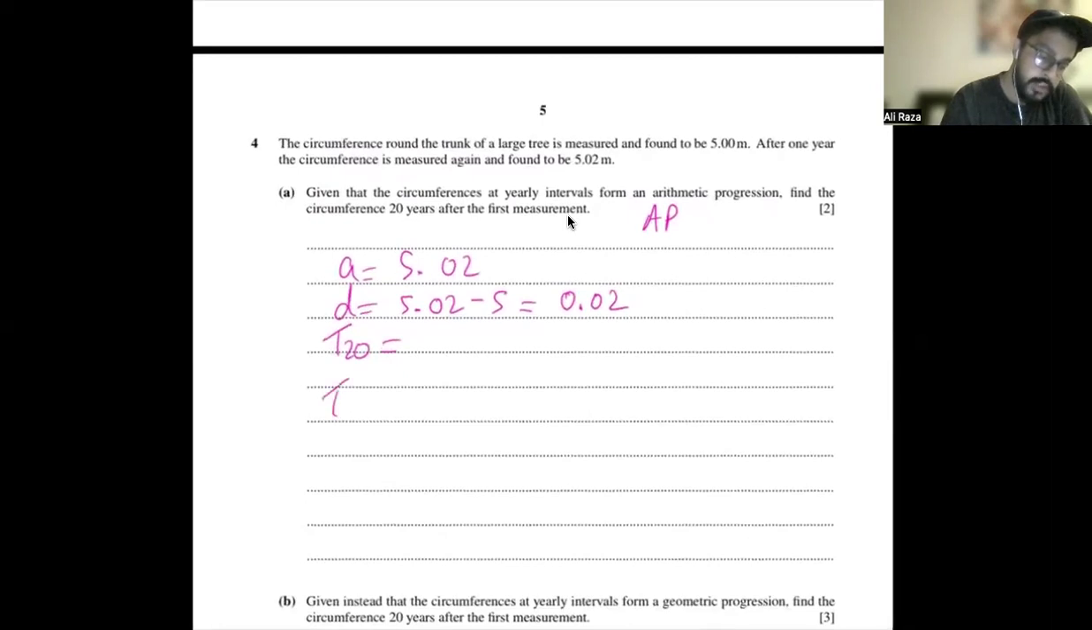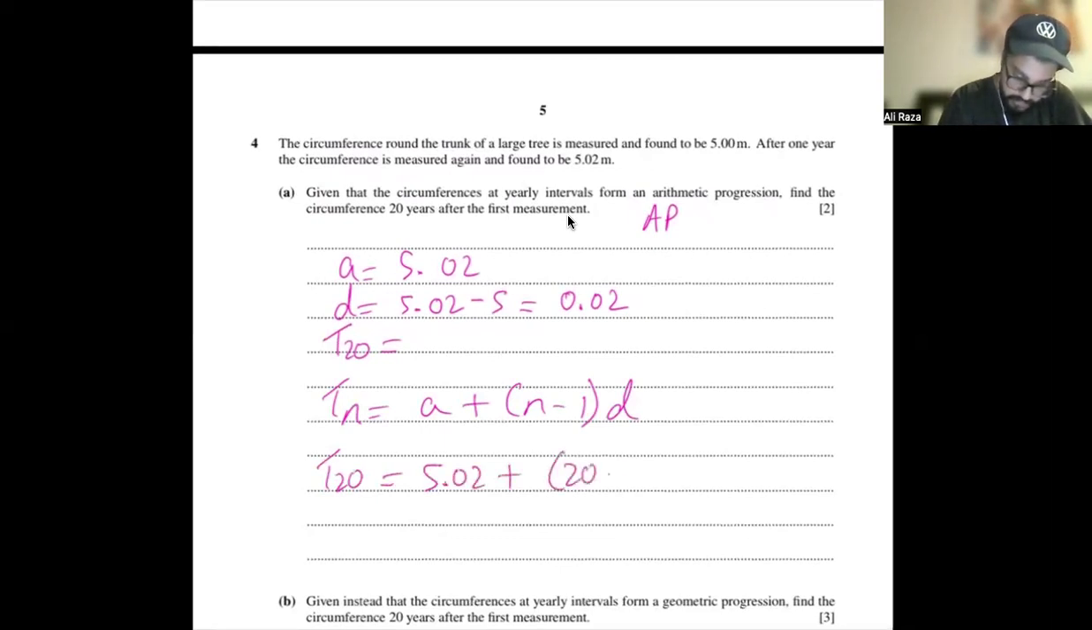The formula for the sequence would be a plus (n minus 1) multiplied by d. In this case, a is 5.02 plus 20 minus 1 multiplied by 0.02.